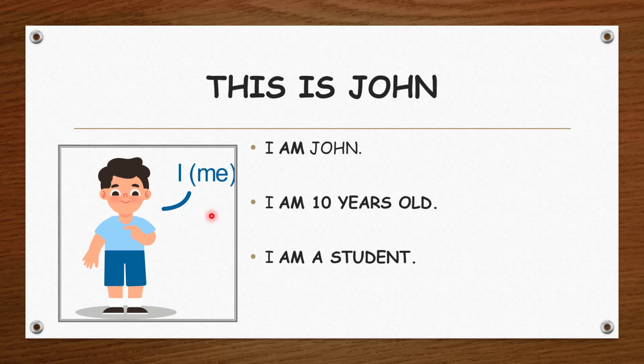in the following sentences. Now, the first one here, we have this little kid. Now, this is John. John is going to talk about himself, and he's going to say, "I am John. I am 10 years old. I am a student." So, John, to talk about himself, uses the subject pronoun I.